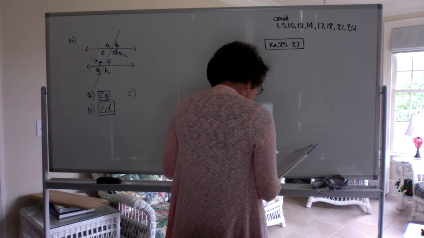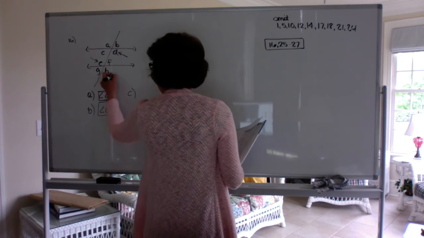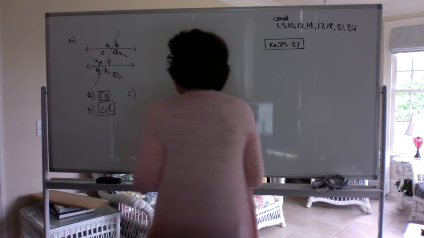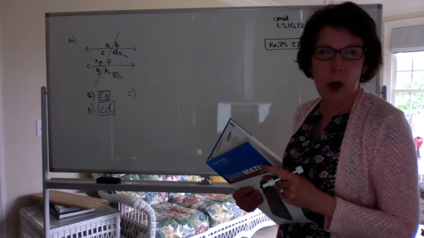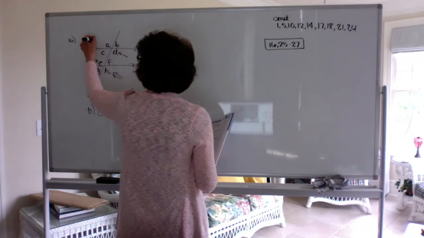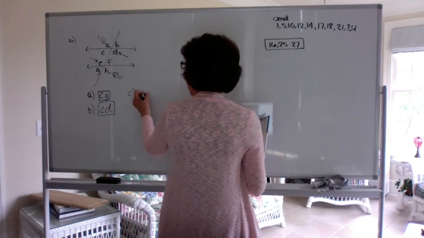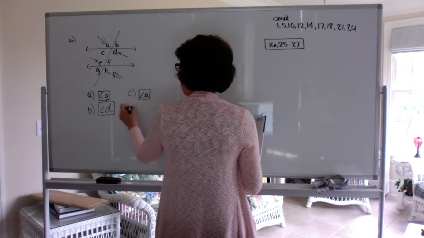Okay, let's go to C. C says, which angle is an alternate exterior angle to H? So now let's look at H. I'm going to give H 2 lines here. Alternate exterior. Well, I'm going to go up to the top group here. Alternate across and exterior would be A. So angle A is an alternate exterior.